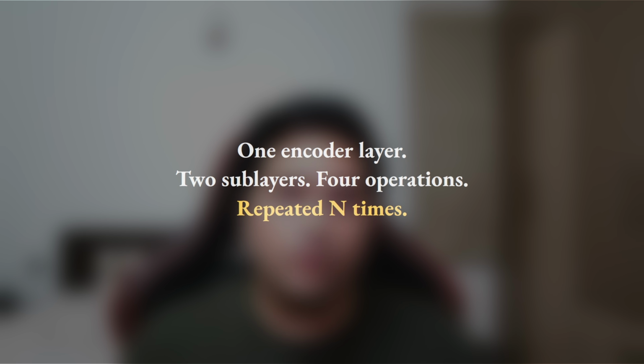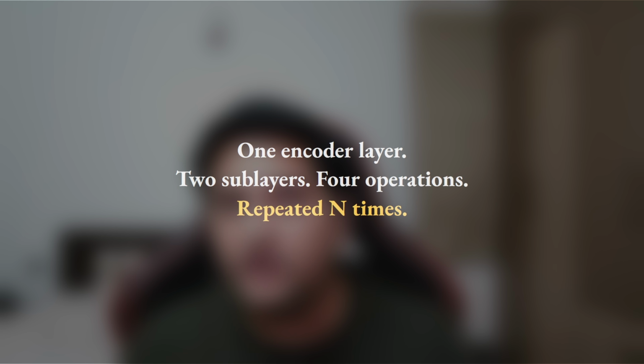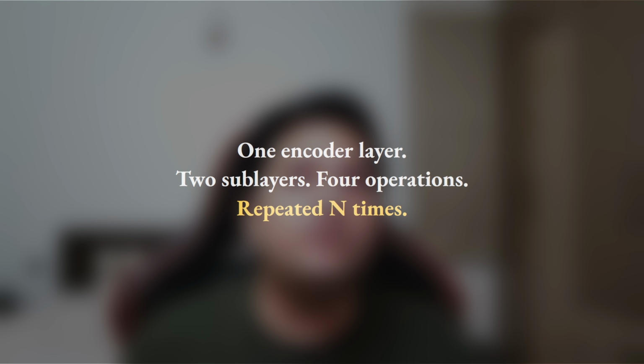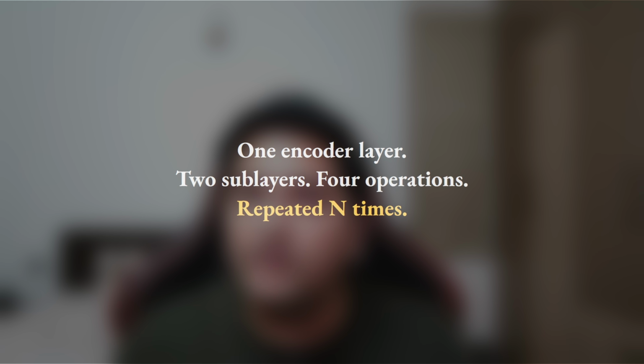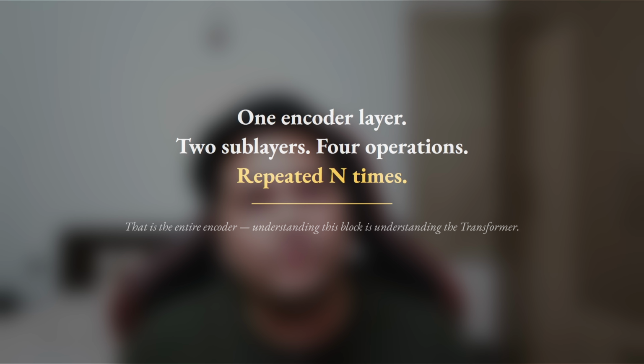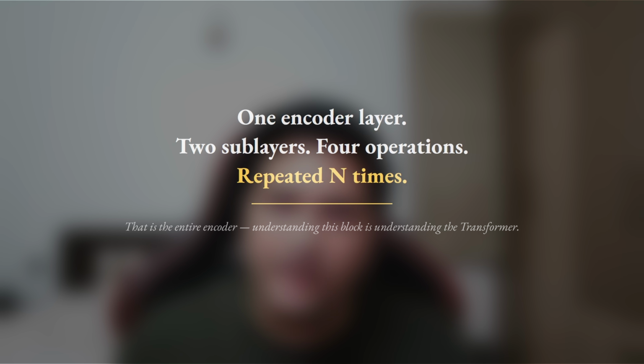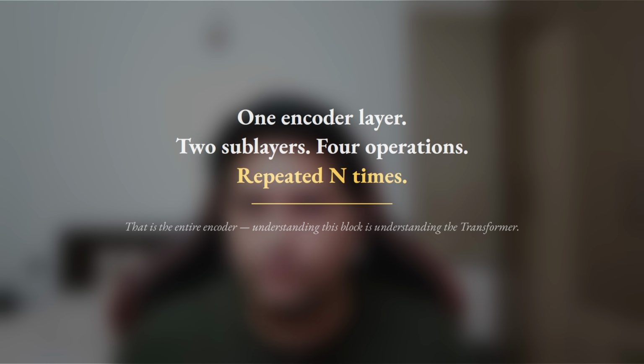1 encoder layer, 2 sublayers, 4 operations, repeated N times. That sentence on screen is not a simplification. It is the complete description, and everything else in this video is the detail that makes each of those words precise. Understanding 1 encoder layer means understanding the entire encoder, because the encoder is nothing more than this one block stacked. The architecture scales by repetition, not by introducing new kinds of structure. That is the elegant part of the design, and it is also why studying 1 layer thoroughly is enough.